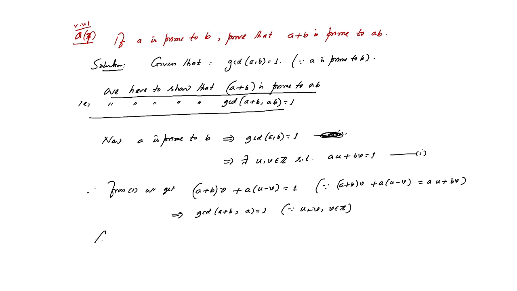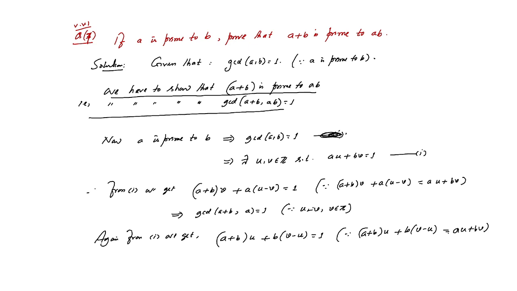Again from 1 we get (A plus B) times u plus B times (v minus u) equals 1. Why? Because (A plus B) times u plus B times (v minus u) gives Au plus Bv. And this implies GCD of A plus B, comma B, will be 1. Why? Since u and v minus u both are integers.